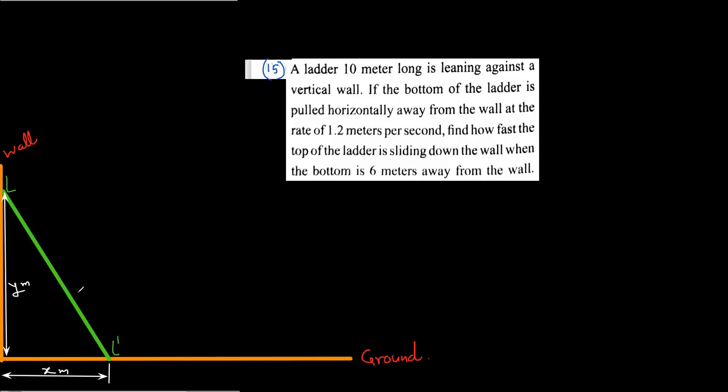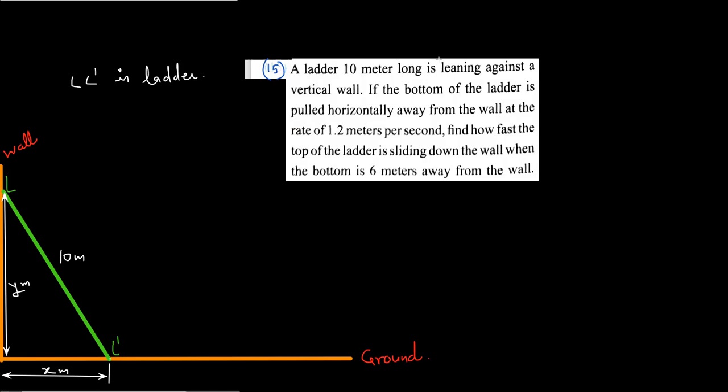So here I have the diagram ready for you. A ladder 10 meters long. I have taken LL dash as the ladder, and what I am given is that the length of LL dash is 10 meters. This is leaning against a vertical wall. You have a vertical wall here and the ladder is leaning against it. If the bottom of the ladder is pulled horizontally away from the wall, you know this end L dash is pulled away.